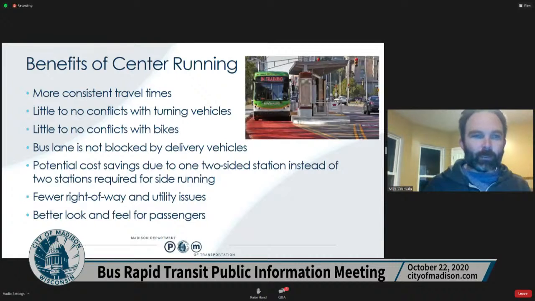So the benefits of center running include more consistent travel times because you're eliminating the conflicts with turning vehicles as well as the conflicts with bikes. The bus lane is not blocked by delivery vehicles. Potential cost savings because you're essentially building one station in the middle of the street with a platform on each side as opposed to two individual stations. And so there are some cost benefits that way, as well as because you have fewer right-of-way and utility issues and conflicts. And finally, you have a better look and feel for passengers, which is more rapid transit-like.